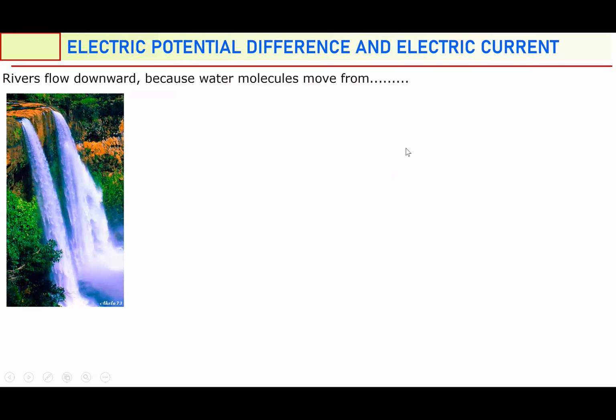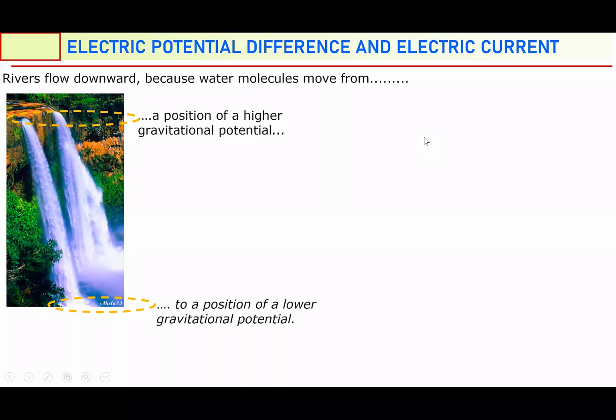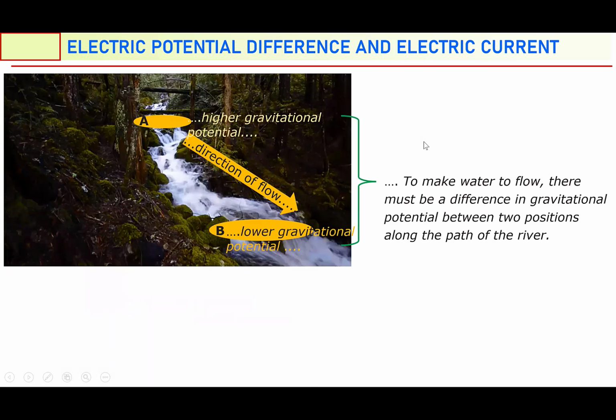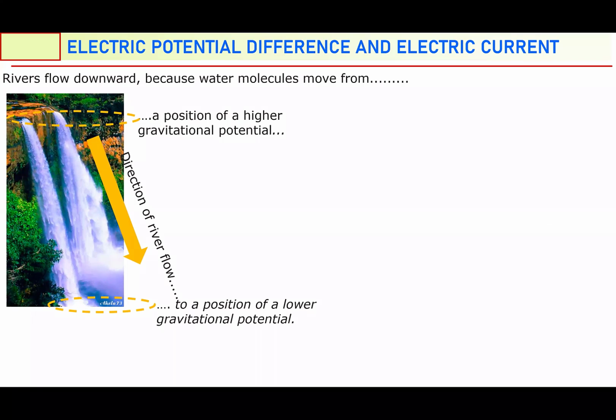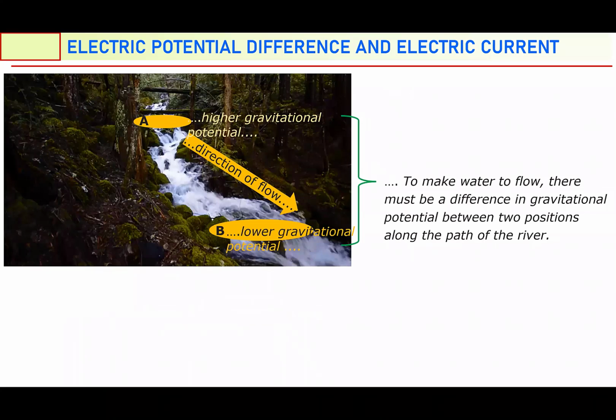A river flows downward because water molecules move from a position of higher gravitational potential to a position of lower gravitational potential. So this is the direction of the water flow, from a position of higher gravitational potential to a position of lower gravitational potential. And there is a gravitational potential difference between these positions. That's why water flows. Look at this river.